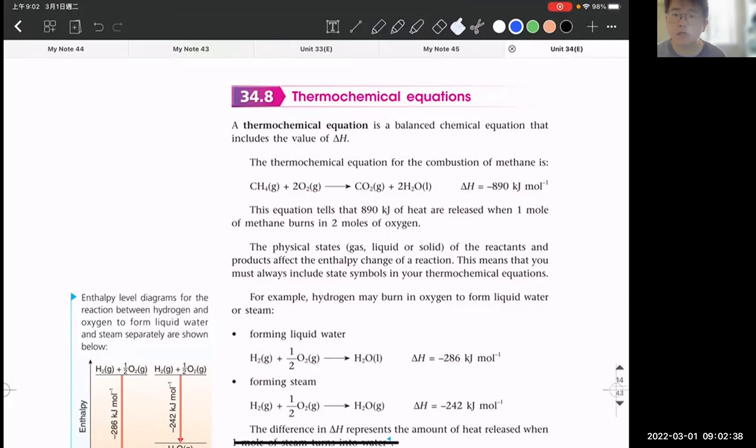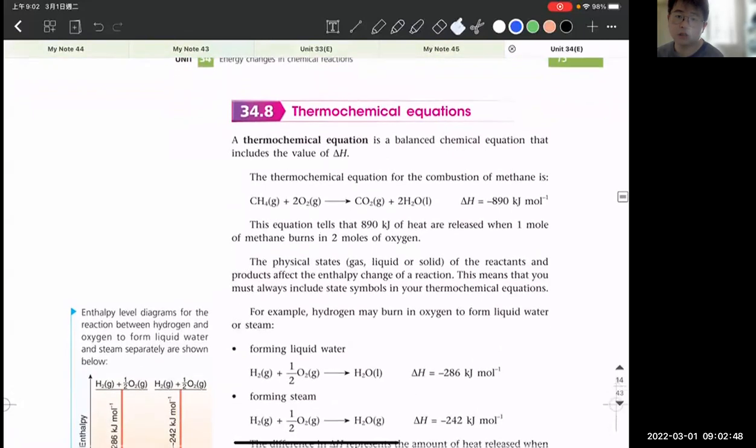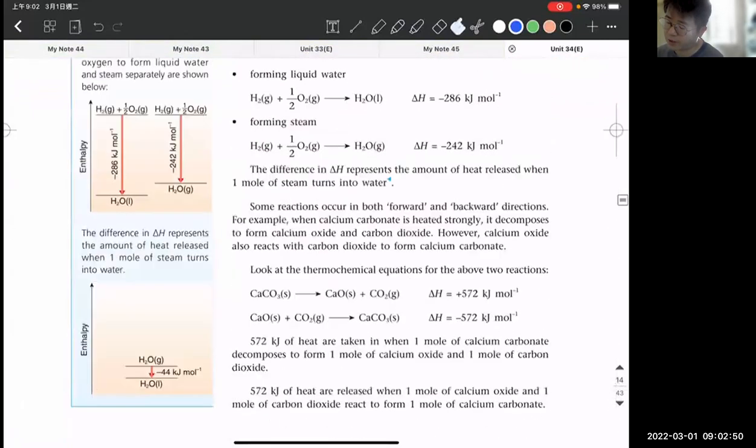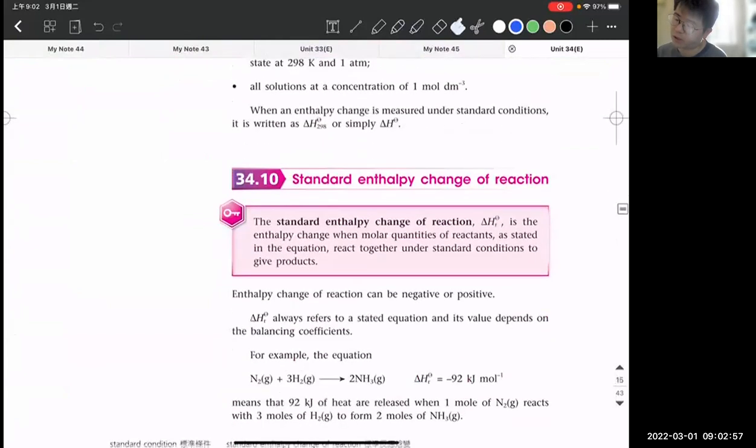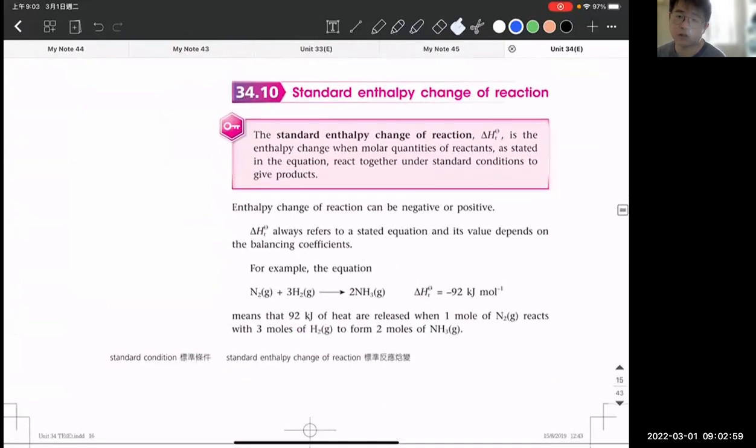Now, maybe while we are waiting, you may read the topic on 34.8 about the thermochemical equations, and take a look at the enthalpy terms. We will call that standard enthalpy changes. And here comes quite a lot of definitions later on.